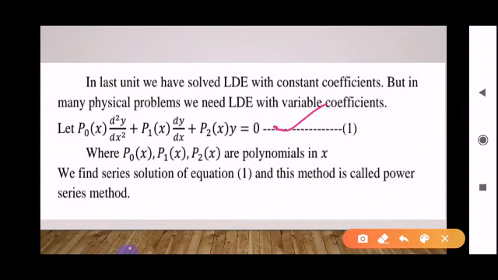Just as in the last unit we found the solution of homogeneous linear differential equation with constant coefficient, that is only the complementary function is the solution of that. Same here, we have to find the series solution of equation 1, and this method is called the power series method.